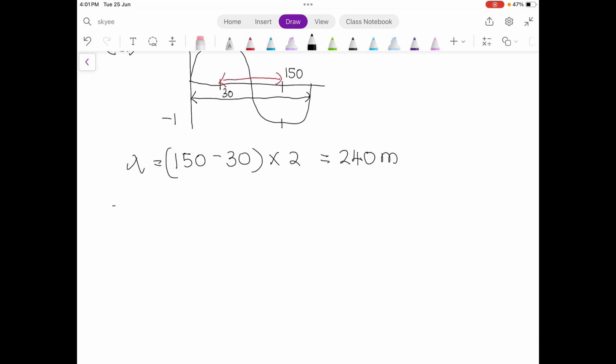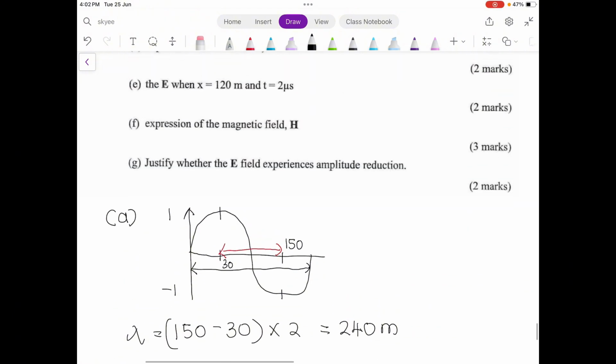And the B, phase constant. Question B, you are required to find the phase constant. The formula for the phase constant is equal to 2 pi over lambda. You just get your lambda, right? So 2 pi over lambda, where lambda is 240 meter. The answer is equal to 0.026. This one is your beta, the phase constant.